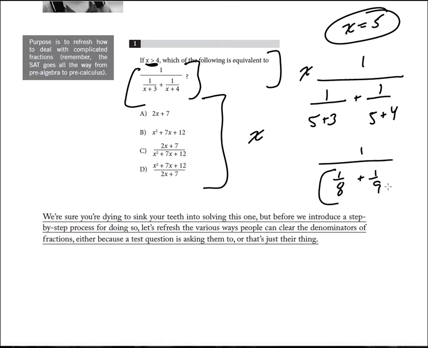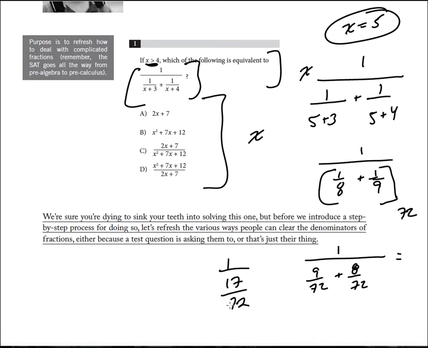And who can tell me, thinking back to whenever you learned about fractions, how could I combine 1/8 and 1/9? What would I have to find? Yeah, I have to find the least common denominator, right? Which would be 72. So this becomes 9 over 72 plus 8 over 72, which equals 17 over 72. And if I've got that, I've got to invert it, and that becomes 72 over 17.